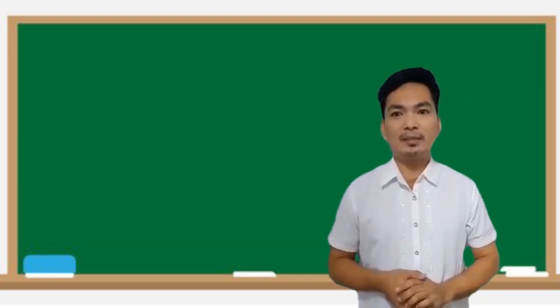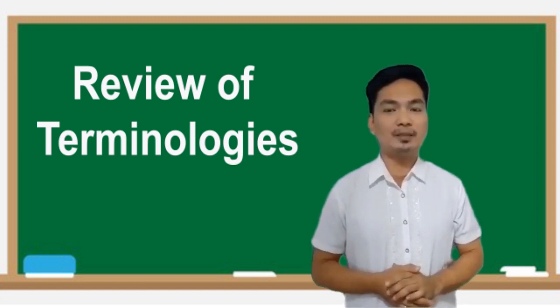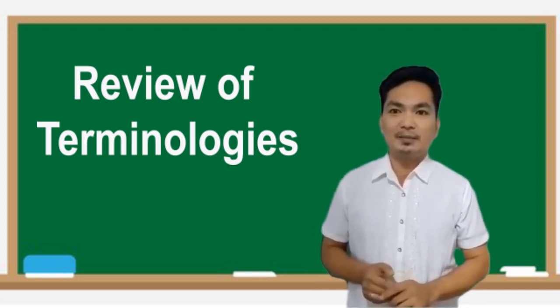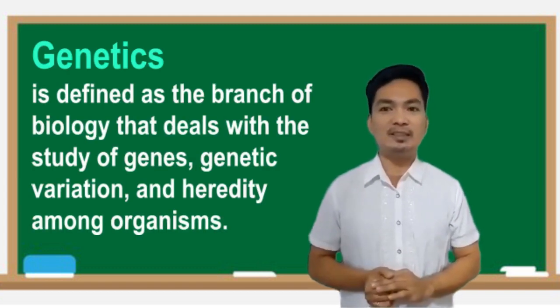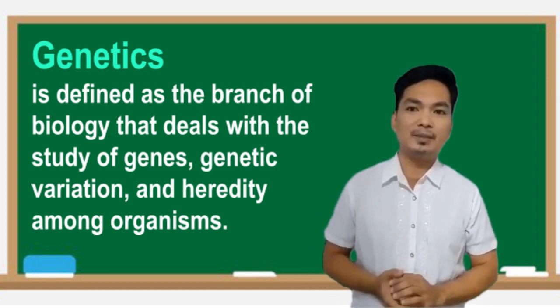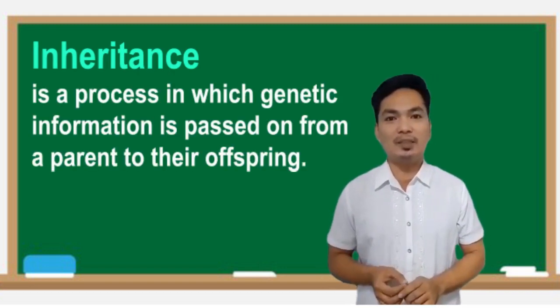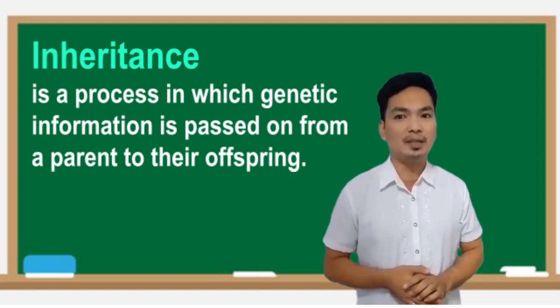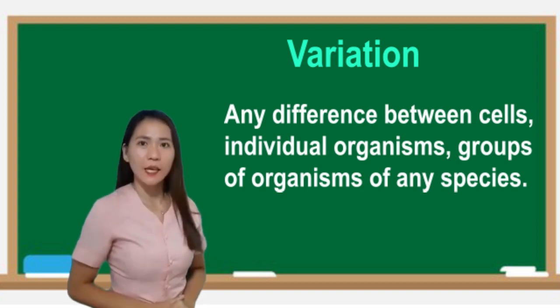Before we continue with the non-Mendelian pattern of inheritance, let us have a review of terminologies which can help you understand our lesson better. First term, we have genetics. It is defined as the branch of biology that deals with the study of genes, genetic variation, and heredity among organisms. We also have the term inheritance. Inheritance is a process in which genetic information is passed on from a parent to their offspring. Any difference between cells, individual organisms, or groups of organisms of any species is called variation.